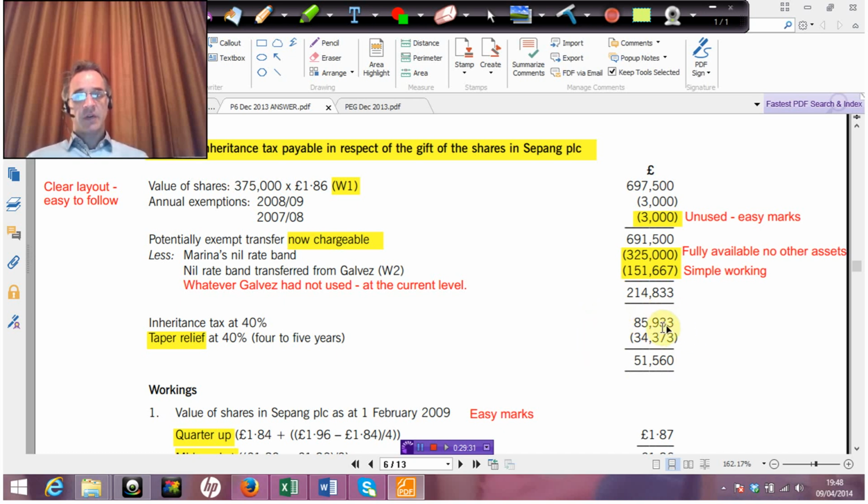Now, the taper relief, we may or may not have been able to remember that, but essentially, where we have a PET becoming chargeable, there's bound to be some taper relief in play, unless it's 0 to 3 years, which would be taper relief at 0. That's really why he's put it in 4 to 5, because we know from 3 to 4 onwards, that's where we're getting some sort of value from taper relief. So really all that we had to do was to say, okay, that's the full tax of 85, but we can taper it down because the death has occurred within 4 to 5 years of the gift. And that's where we get this figure of 51,560.